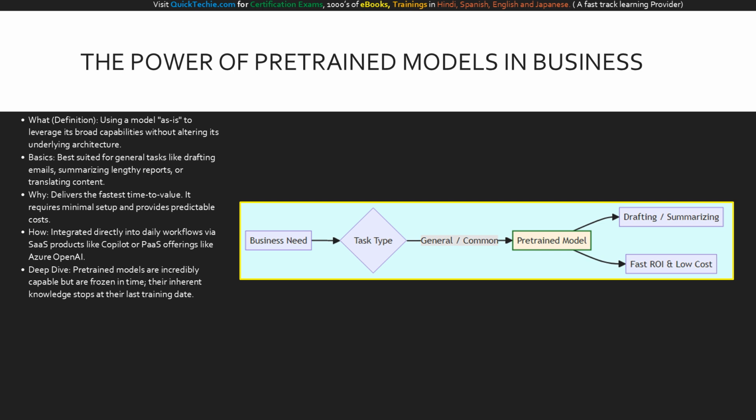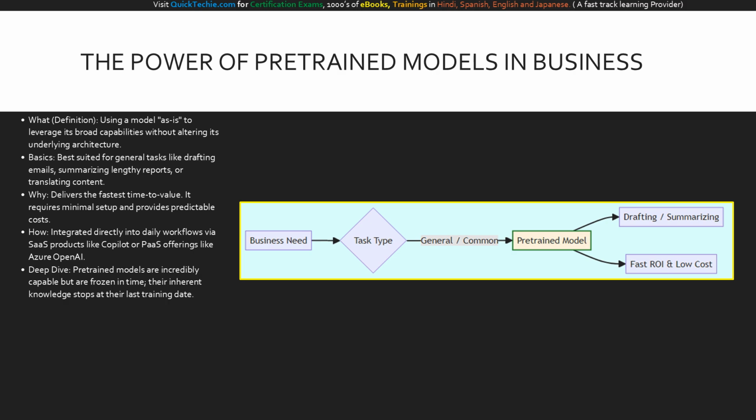We begin on the left with a defined business need. We then evaluate the task type. If the task falls into the general or common category, which accounts for a massive percentage of daily corporate workflows, the direct path leads us straight to utilizing a pre-trained model. From there, the outcomes branch into practical applications like drafting and summarizing, ultimately culminating in what every business leader wants to see: fast ROI and low cost.